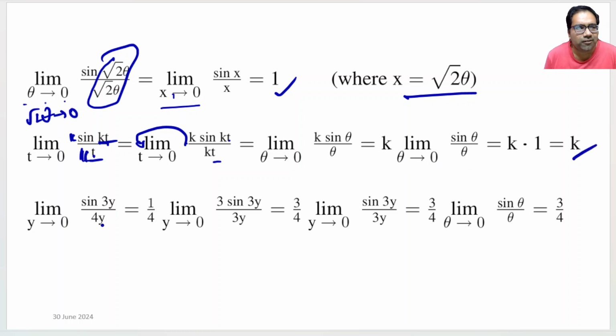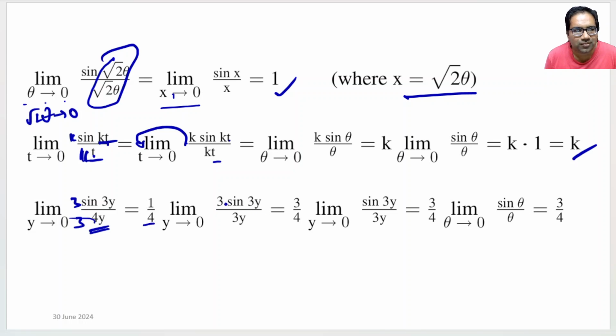Similarly, sin 3y by 4y. What will we do? We want 3y in the denominator, because changing something within the sine is difficult. So what we'll rather do is change the denominator. We'll multiply both numerator and denominator with 3, and bring this 4 outside.